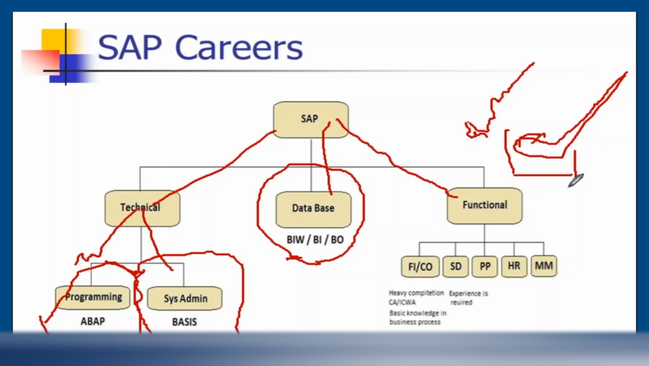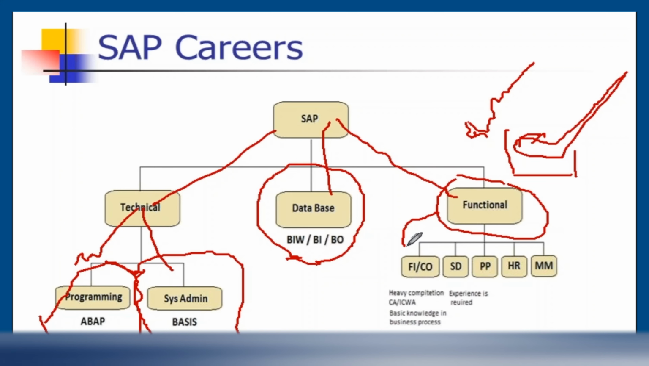Opportunities are many, many and many, particularly on the functional side. Srinivas, if I take FICO, what happens? No doubt, you can take FICO. No problem. But on the FICO side, you have to understand what SAP is telling. What is meant by debit? What is meant by credit? What is meant by a debtor? What is meant by a creditor? What is meant by a balance sheet? What is meant by a P&L account? What is meant by a reconciliation account?